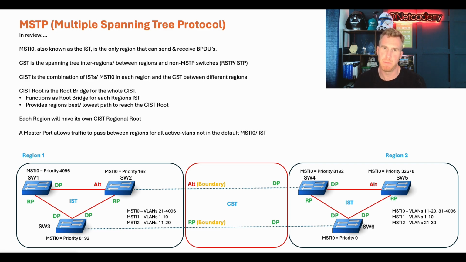And finally, that master port allows traffic to pass for all VLANs that are not in MSTI 0, that are not in the IST, for all VLANs that are active. So if you have active VLANs, in our illustration, VLANs 1 to 10, they will go through that master port. And also, because of that, you can't have that same switch having another root port, and that is why it's then called the master port.